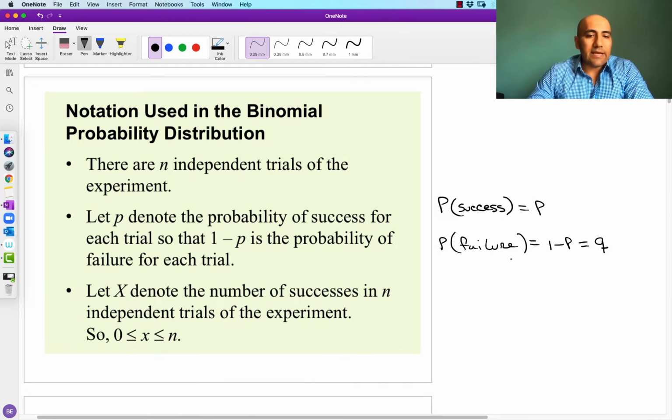Okay, let capital X denote the number of successes in n independent trials of the experiment. And now we let lowercase x represent a particular instance of those tries. So x is going to represent some value between 0 all the way up to n, inclusive of the endpoints.